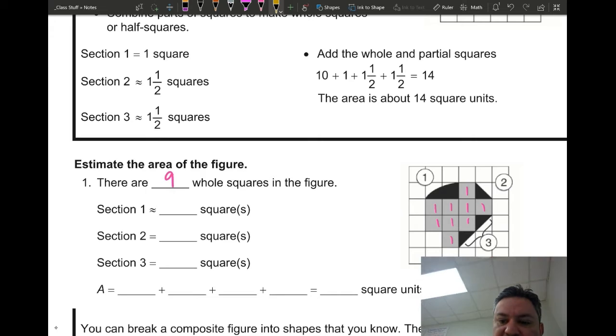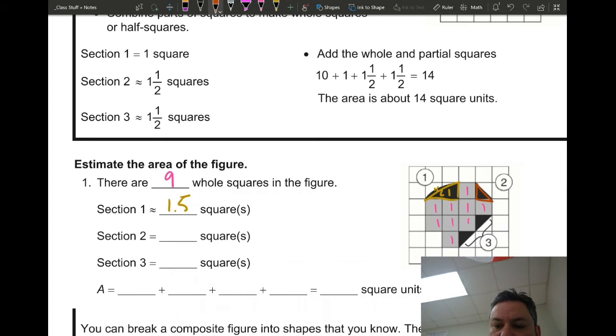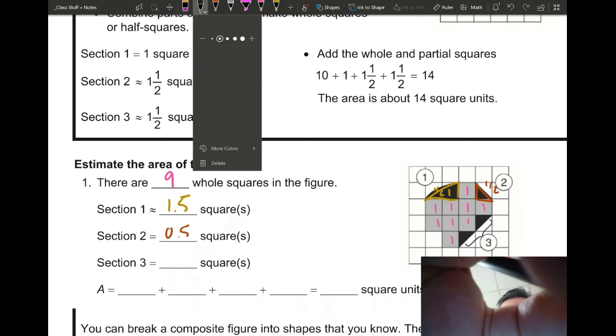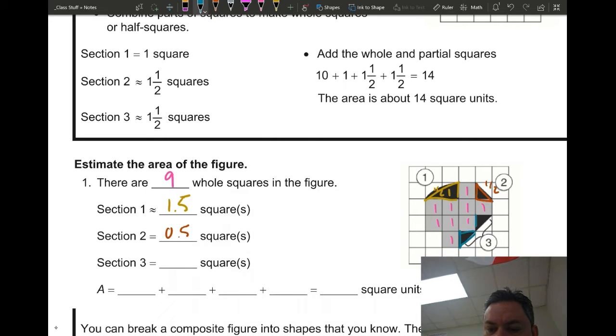It says section 1. So in these sections, what do I have? Just like on the other one, this is 1 and this is 1/2. So I have 1.5. Section 2, I have 1/2. So 0.5. And then section 3, I have 2/2.